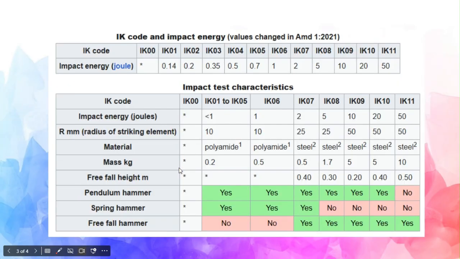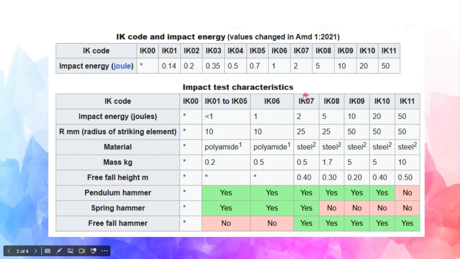Now, let us understand the ratings. It comes with IK00 to IK11, and the most used IK rating in the industry is IK08 or 09. These are defined as per the energy, in joules, of the impact, the energy that is generated due to this impact. IK01 is defined as 0.14 joule, and similarly it increases gradually up to IK11, which is defined as 50 joule impact.